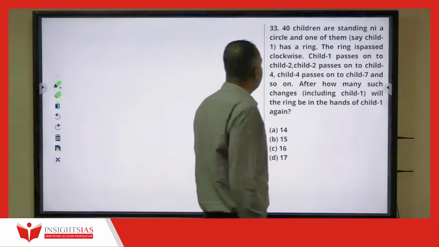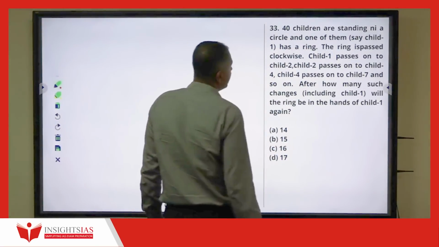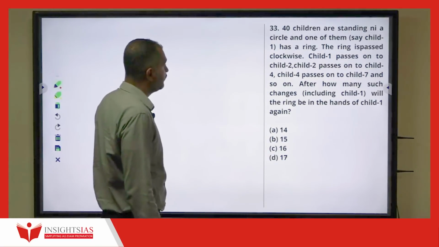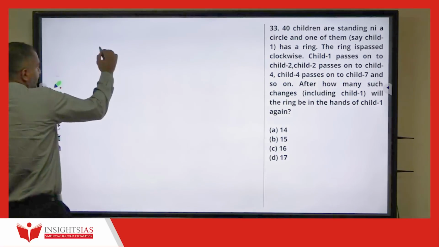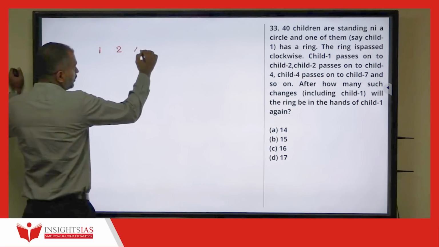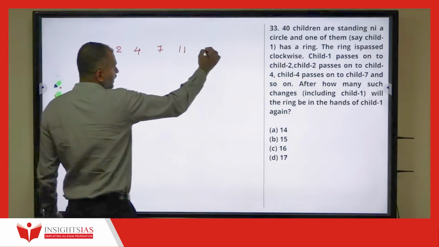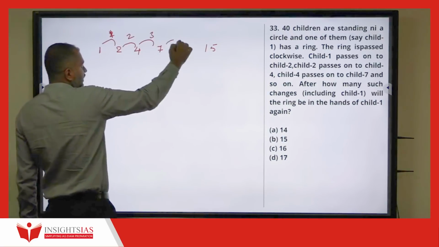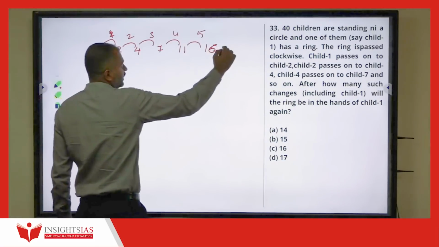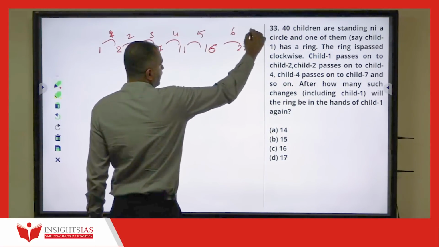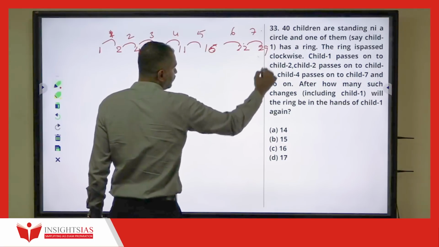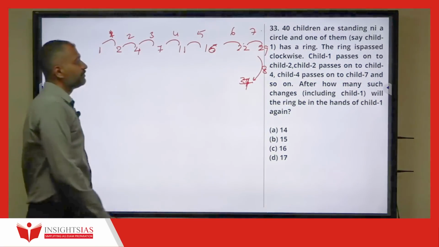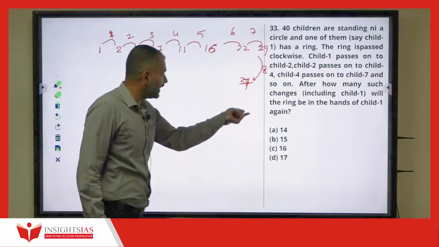40 children are standing in a circle and one of them has a ring. The ring is passed clockwise. Child 1 passes on to child 2, child 2 to child 4, child 4 to child 7 and so on. Means the first child passes to the second child, second to the fourth child, then the 7th, then it has to be 11, then 15. See the difference here is 1, here it is 2, here 3, here 4, here 5, here 6, here 7, that is 29, here it has to be 8, 37 it has to be. Once you get 37, if you add 9, this becomes 46.